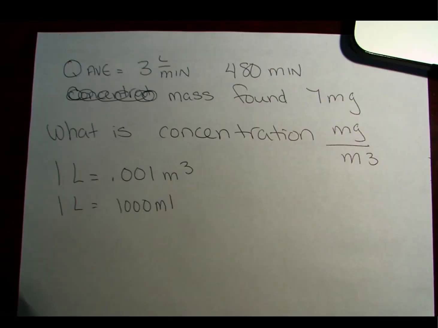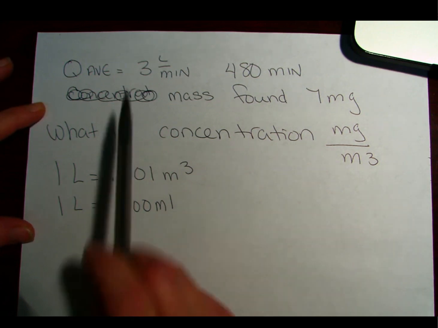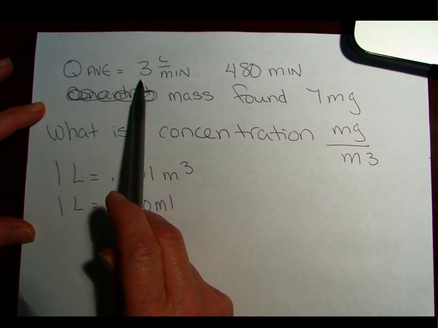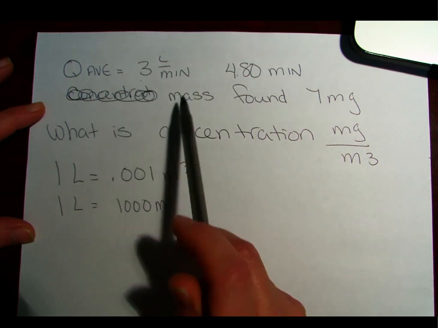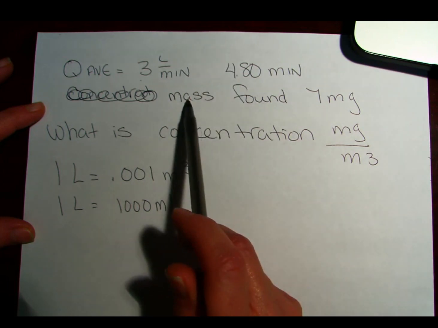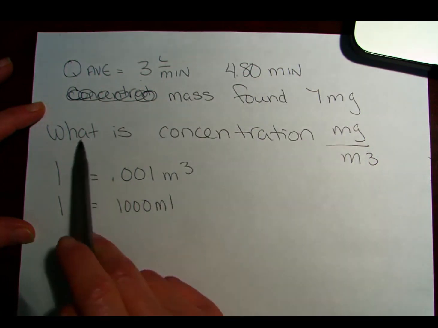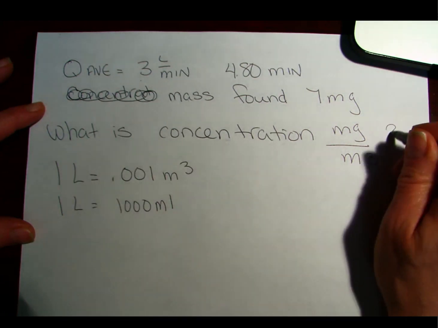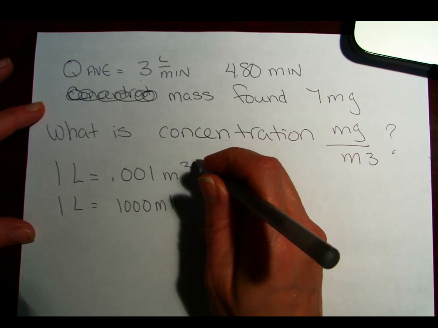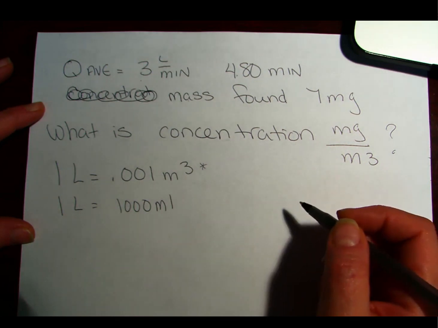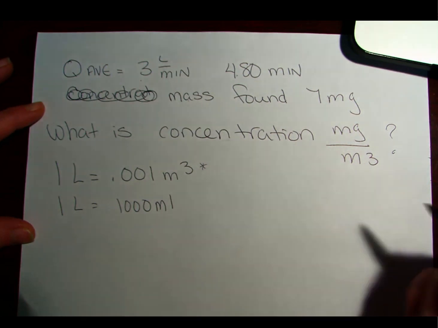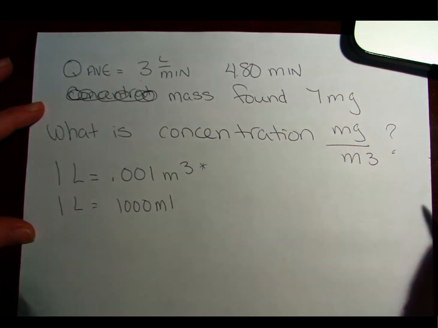Okay, let's do one more practice problem together. We pre and post calibrated our pump and we came up with an average flow of 3 liters per minute. We sampled for 480 minutes, and the mass that came back from the lab was 7 milligrams. So what is the concentration in milligrams per meter cubed? Well, we need this conversion factor here. So let's first start with finding what our sample volume was.